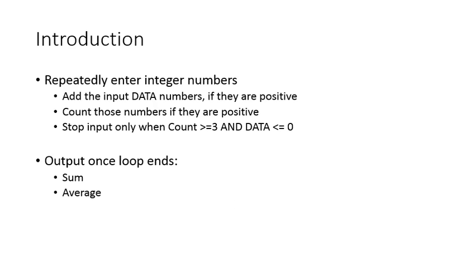Once the loop has been terminated, this is, by the way, a conditional iteration loop. Once the conditional iteration loop stops, the program must then output the sum and the average of the entered numbers.